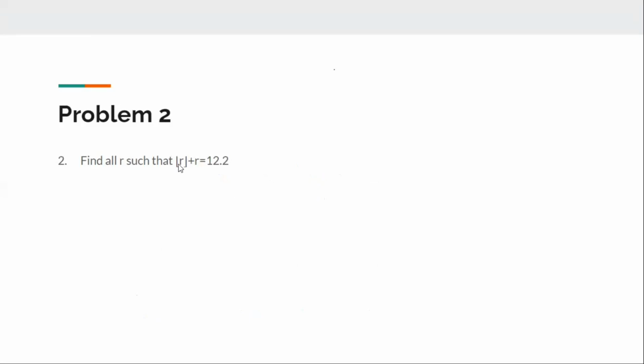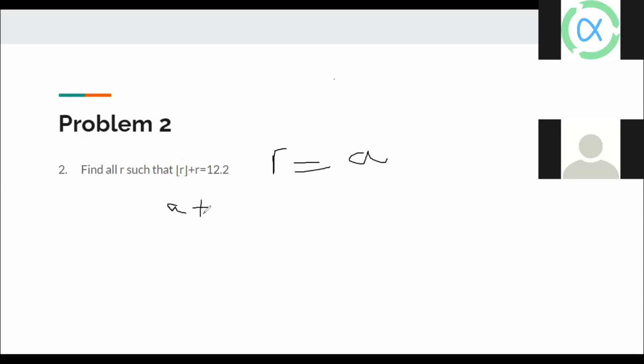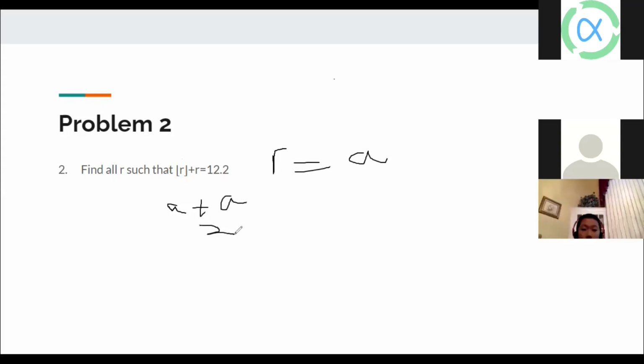Okay, find all r such that the floor function of r plus r is equal to 12.2. So there's two cases for r. First of all, r is an integer, right? So r is simply just equal to a. No decimal, right? If there's no decimal, then the floor function of r is going to be equal to a, and then plus r, which will be a as well. Then 2a is equal to 12.2, or a is equal to 6.1. But that's not possible since a is an integer.